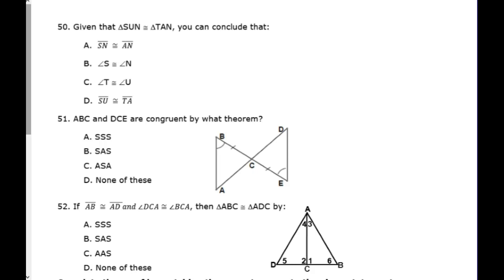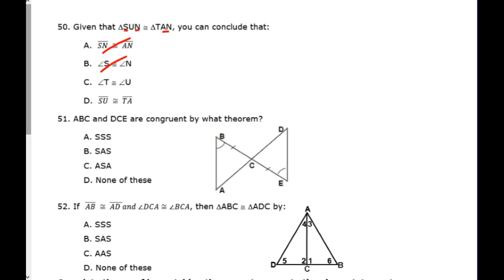Triangle SUN is congruent to triangle TAN. What can we conclude? SN, AN. Now, SN are the first and last. AN are the last two. Nope. S is congruent to N. We don't know anything about that. Those are on the same triangle. Nope.